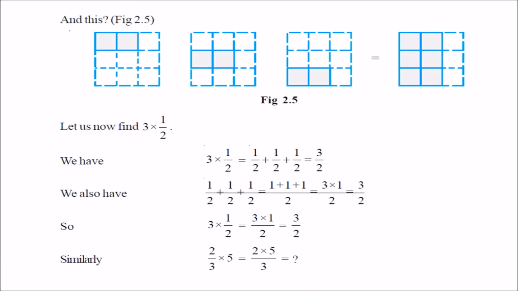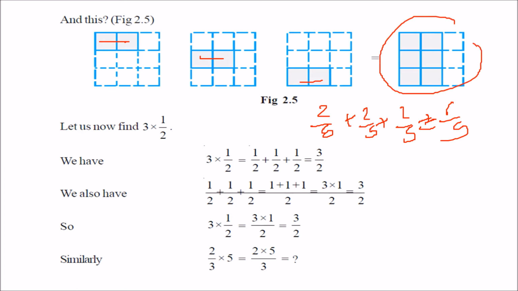How about this? You have 9 parts. So this is 2 by 9, 2 by 9, 2 by 9. Add 2 by 9 plus 2 by 9 plus 2 by 9. What does it give you? 6 by 9. These are 9 parts and the shaded portion is 6, so 6 by 9. So these are equal.